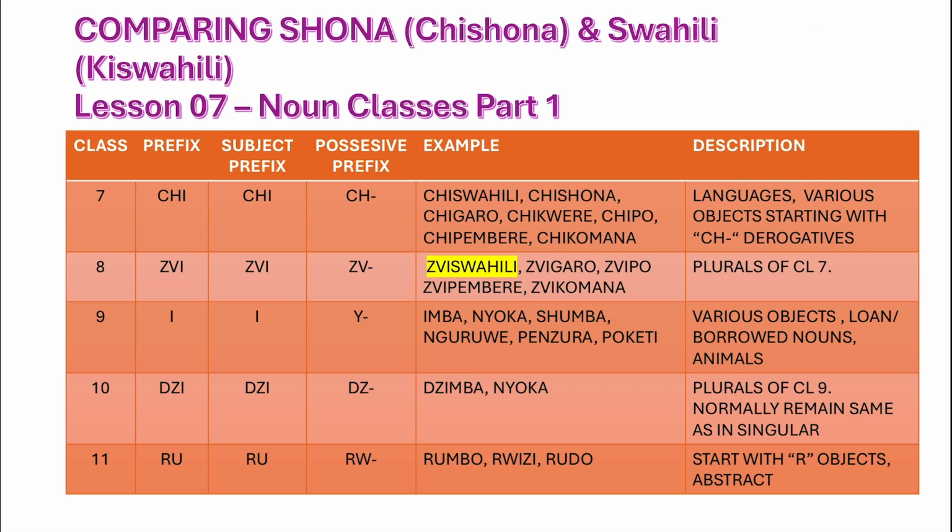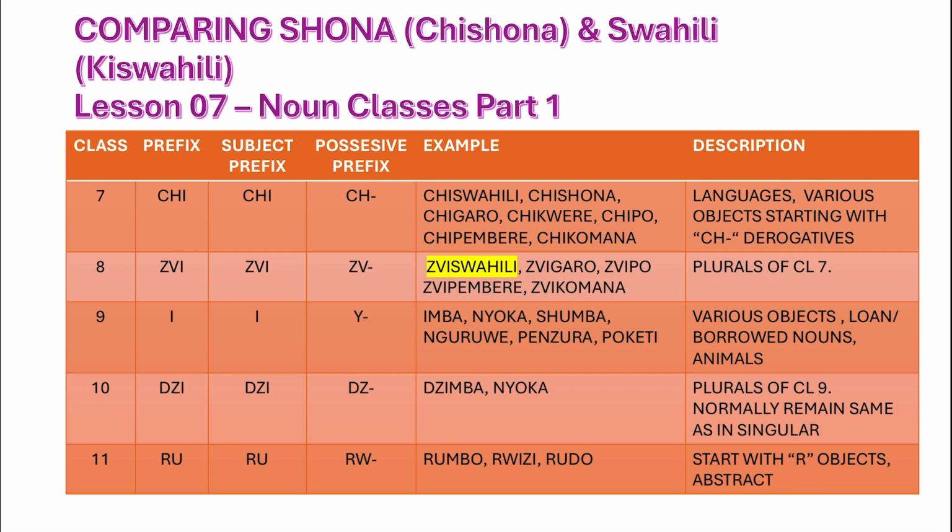The plural of class 9 are in class 10. For example, imba becomes dzimba. Nyoka, it doesn't change. And most of these also don't change.